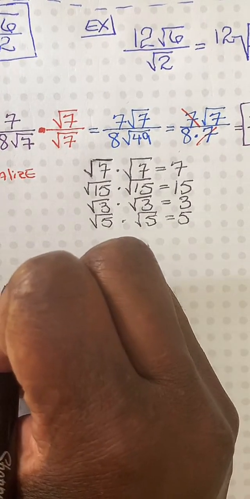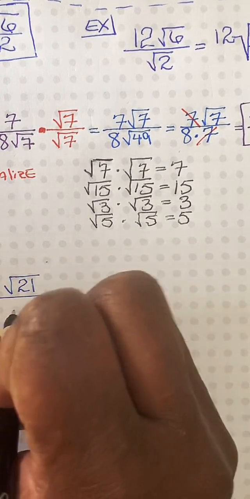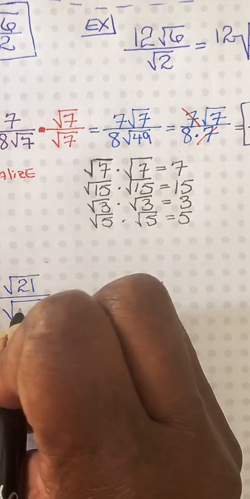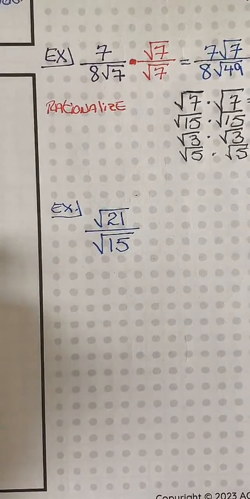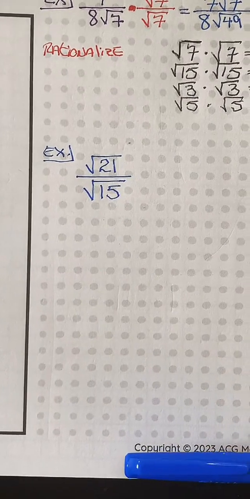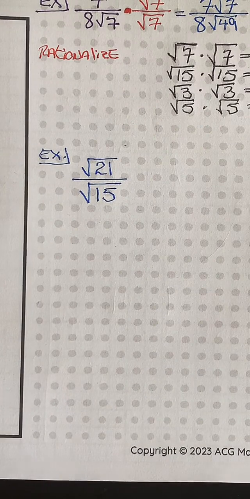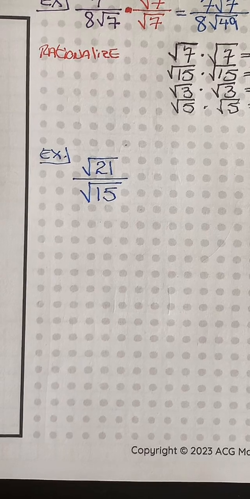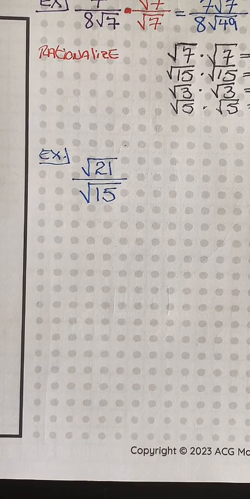So let's say we have the square root of 21 over the square root of 15. Square root of 21 over the square root of 15. Okay, relax. She's like, oh no, I don't know what to do. Relax. Think about the previous ones.